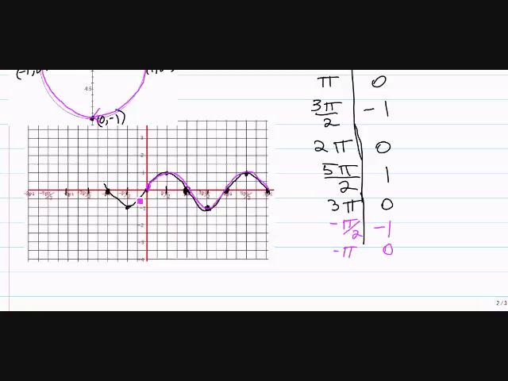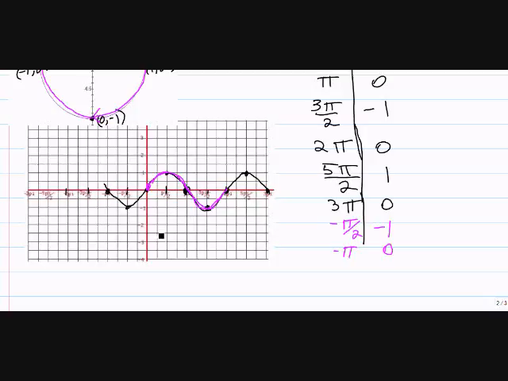I'm sorry, I see 1 cycle between 0 and 2 pi. So 1 cycle. Let me go back. Sorry, I went too far. I see 1 cycle between 0 and 2 pi. Yes, that's what I meant. 1 cycle between 0 and 2 pi.